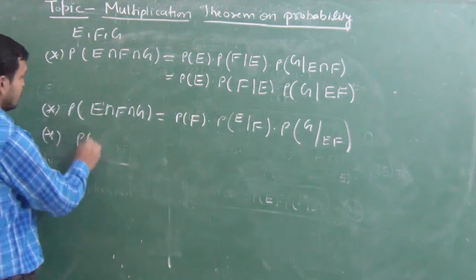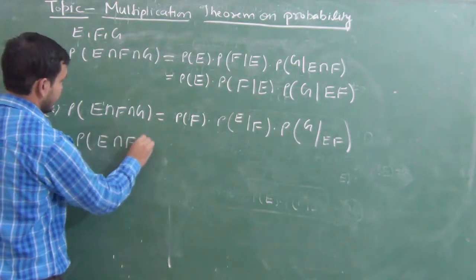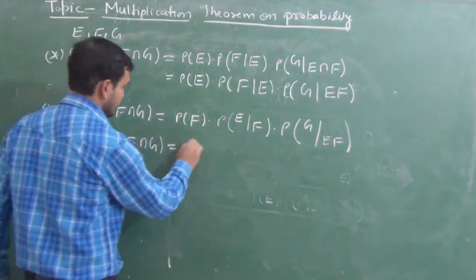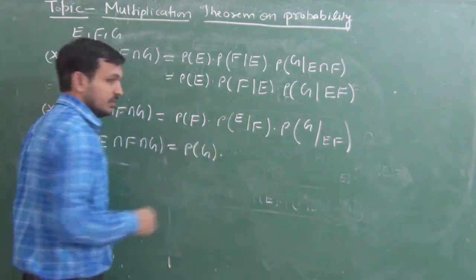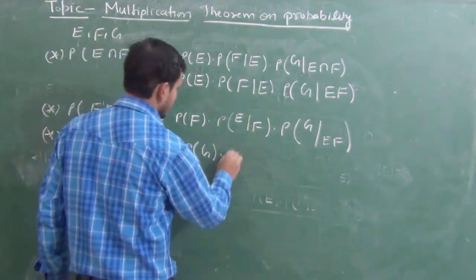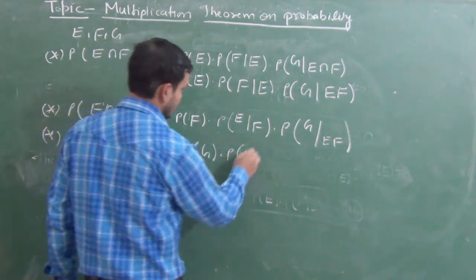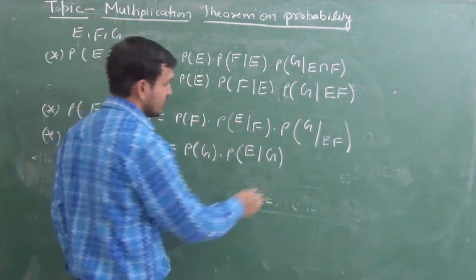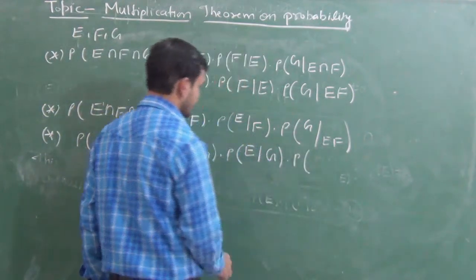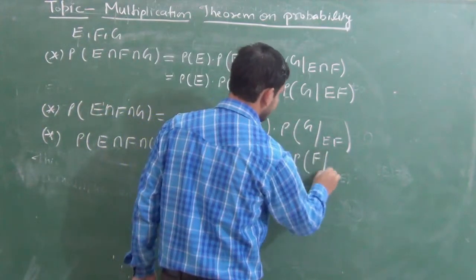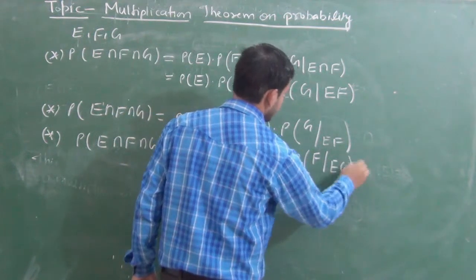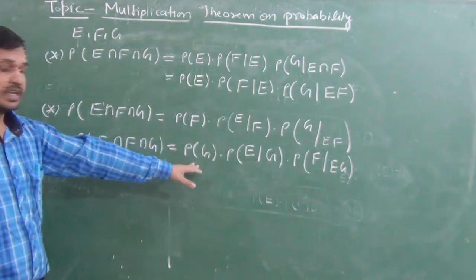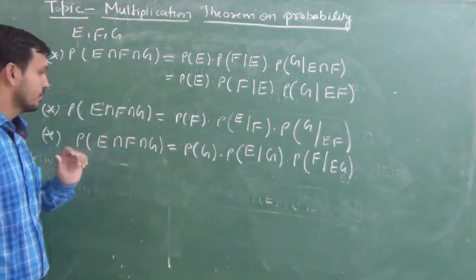We can also find the probability of E intersection F intersection G in this way also. Probability of G into probability of E when G has occurred into probability of F when E and G have occurred. Clear? So in this way also we can find the probability of E, F and G.